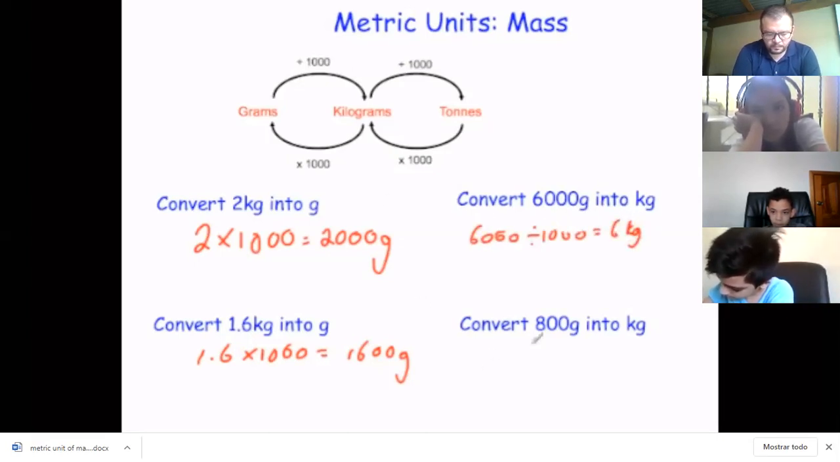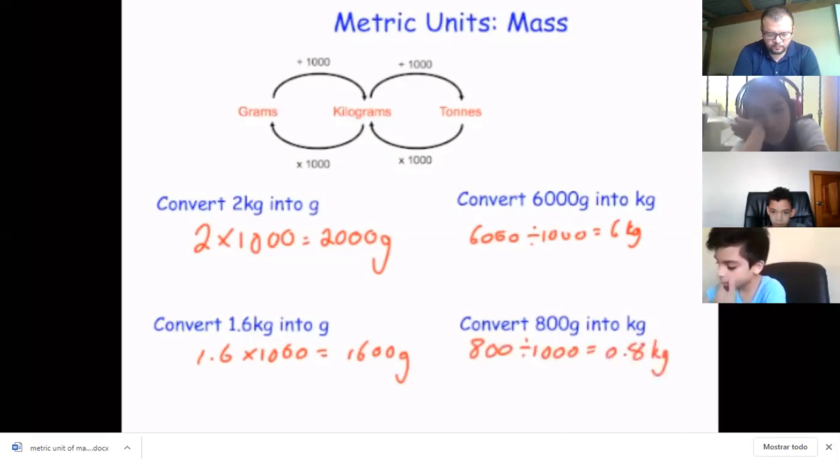And finally, convert 800 grams into kilograms. So to convert from grams to kilograms, you divide by 1,000. So you can do 800 divided by 1,000. And 800 divided by 1,000 would be 0.8. So that would be 0.8 kilograms.